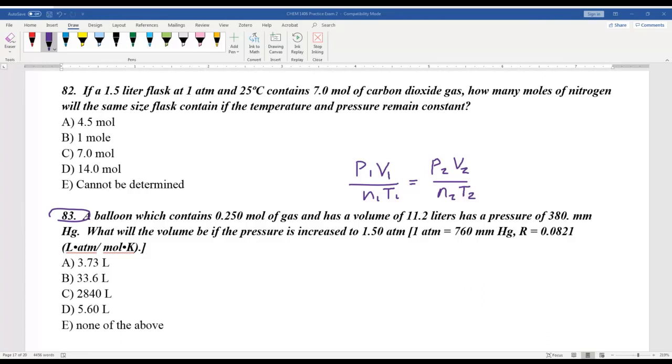Temperature is not changing. Yep. It doesn't mention temperature. We can take out temperature. So, is there anything else that is not changing? Don't be tricked. I'm trying to trick you here. What else is not changing? There's one other thing that's not changing.